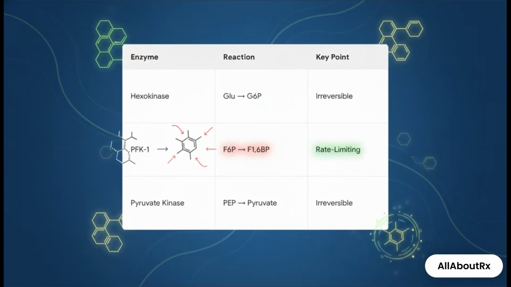Now make sure to screenshot this summary table for your study sessions. While there are 10 steps, you really only need to memorize the 3 gatekeepers, the irreversible, rate-limiting steps. First, hexokinase, converting glucose to glucose 6-P. Second, phosphofructokinase 1, or PFK1, which is the major rate-limiting enzyme. And third, pyruvate kinase, the final step committing the molecule to pyruvate.